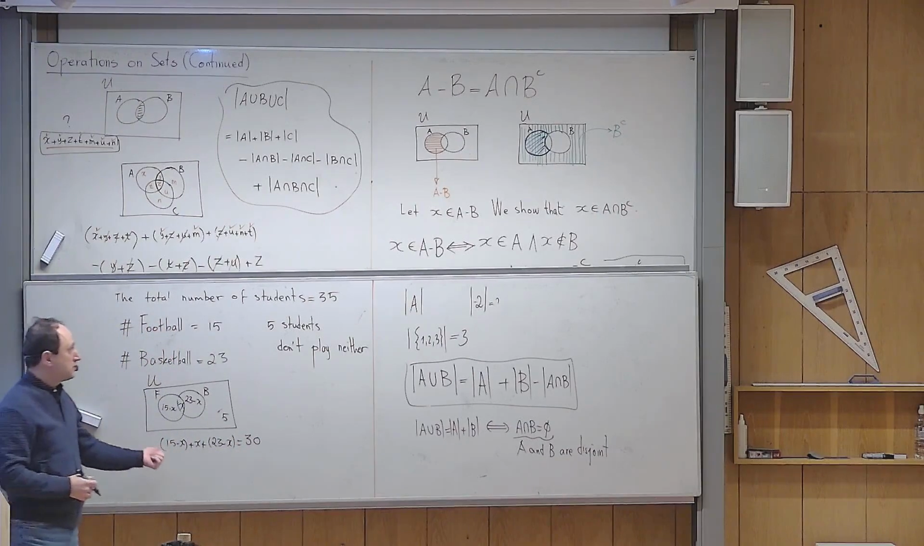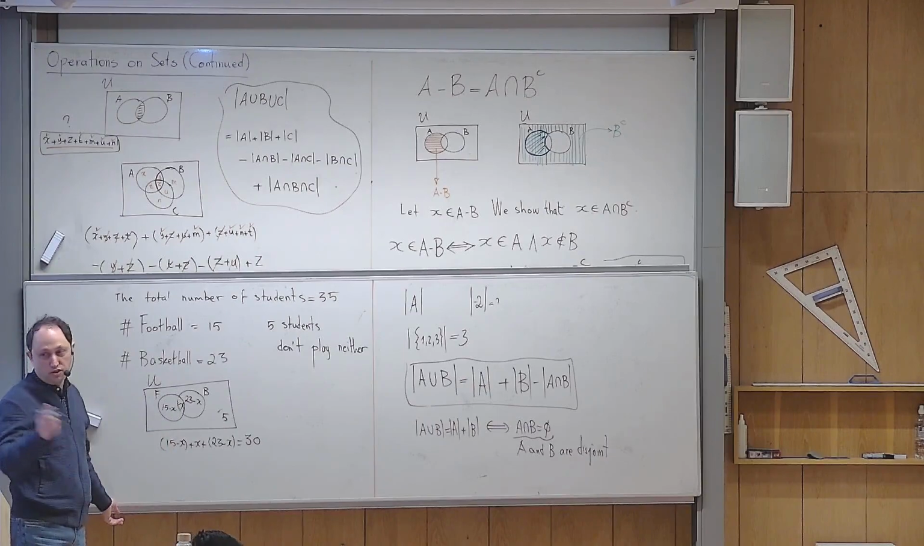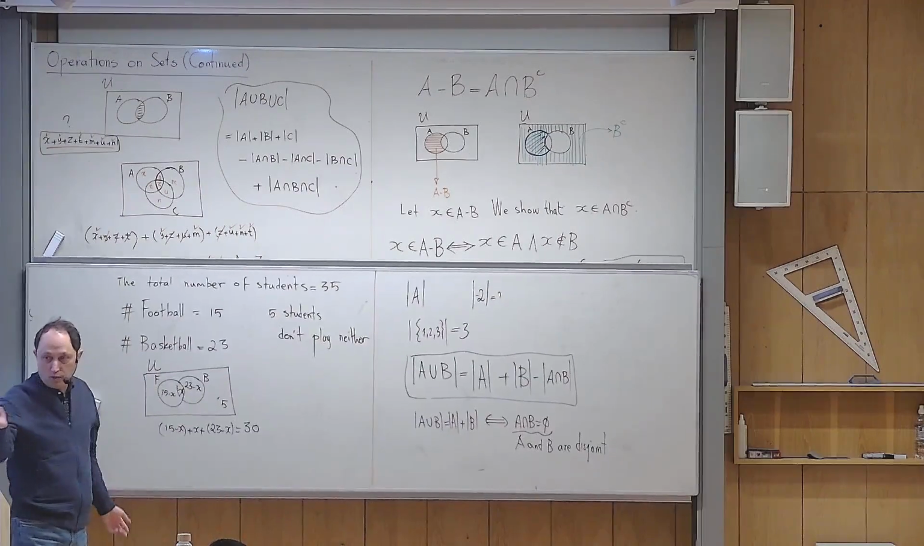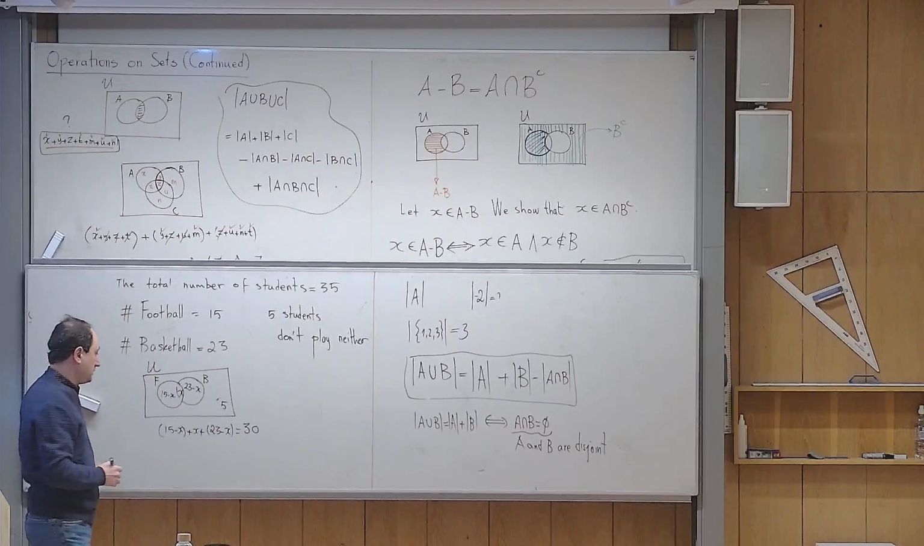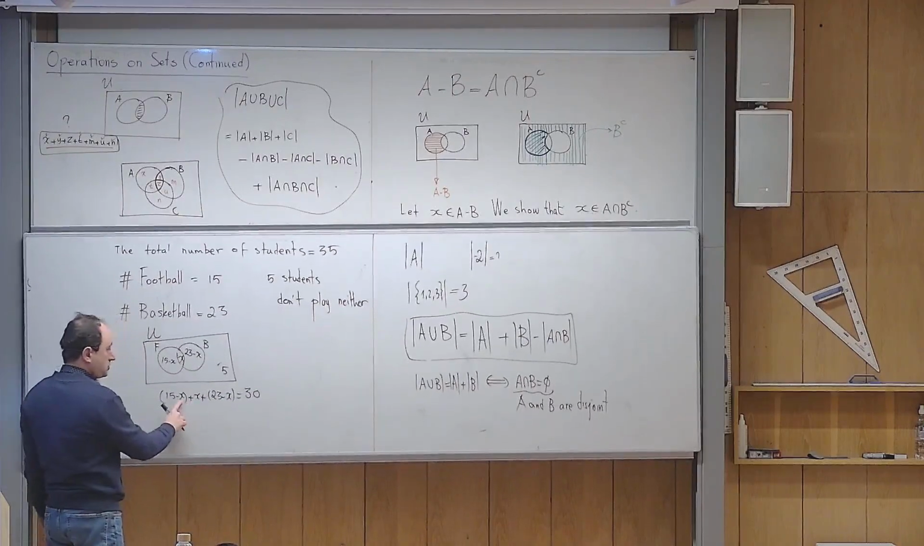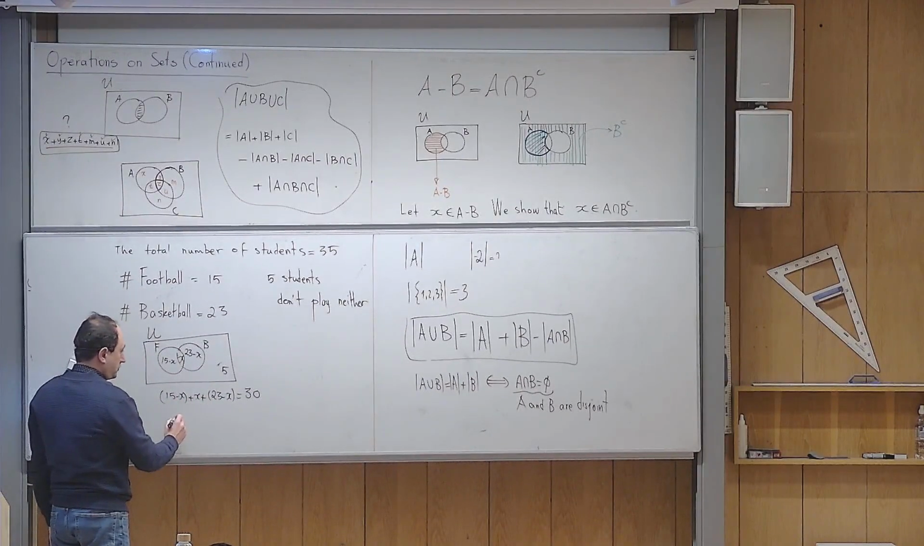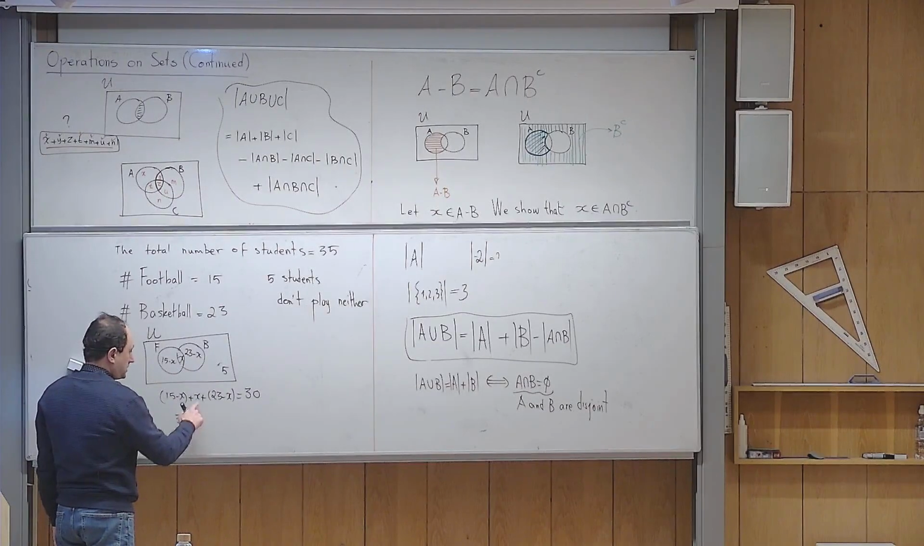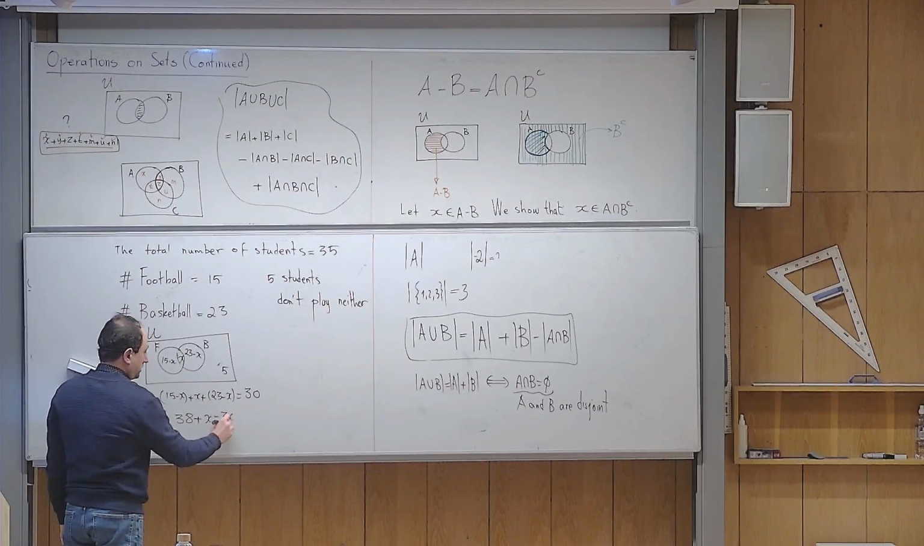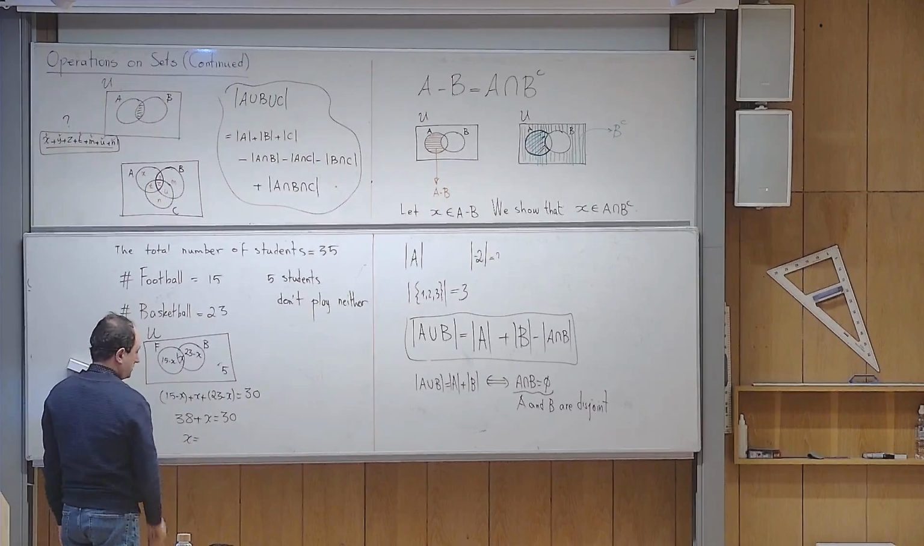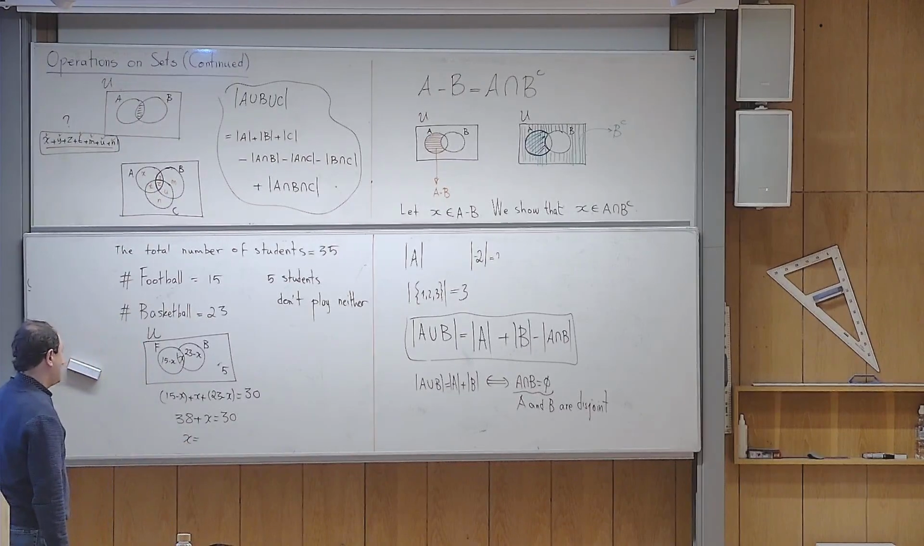This method is better than trying to write the formulas, especially you will see it in the next problem. I want to wait for you to solve it. But this is very simple. X and X are gone. 15 and 23 becomes 38 plus X is 30. And X becomes what? Oh, I got a negative sign. So how is that possible?